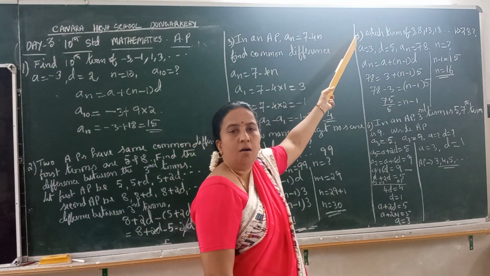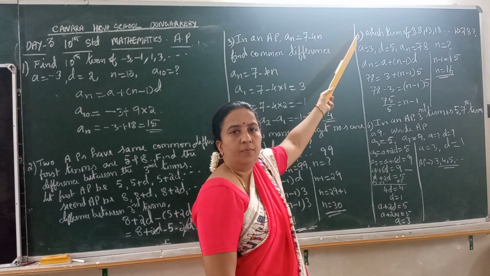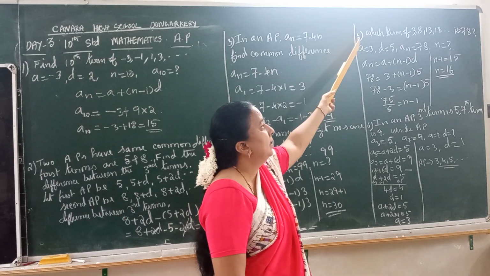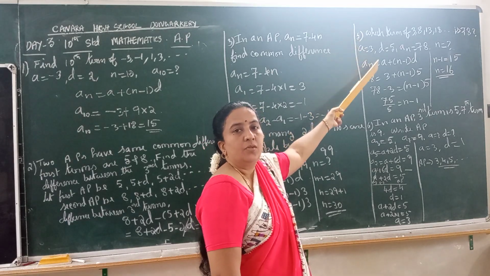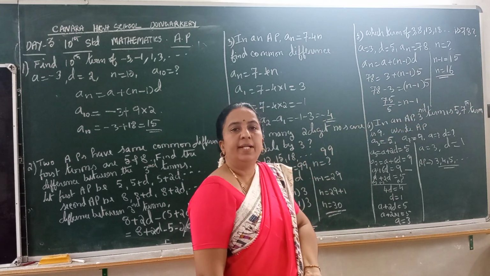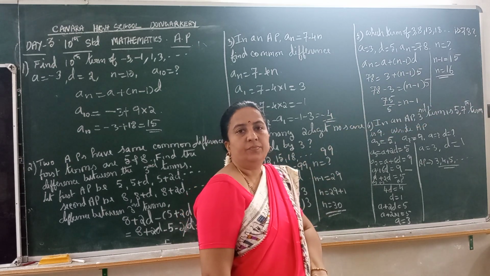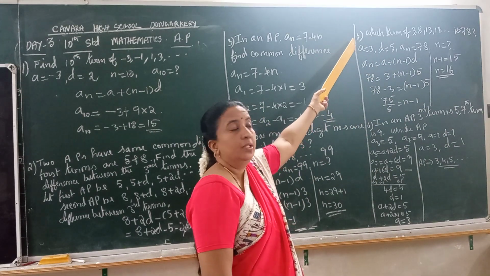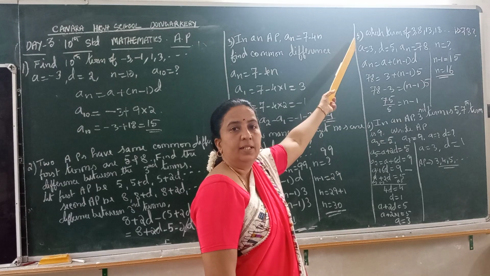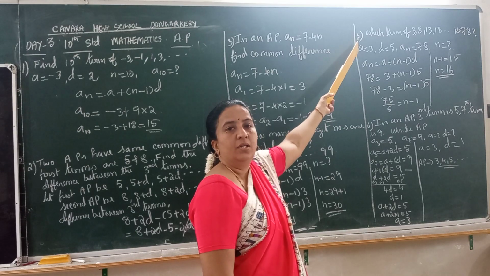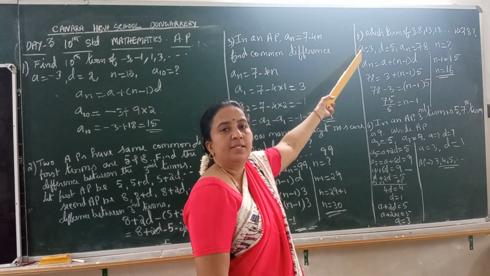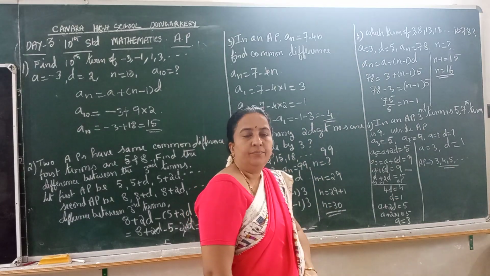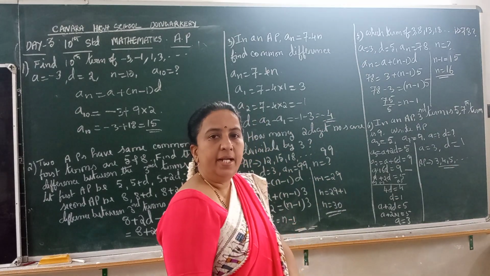Which term of 3, 8, 13, 18, and so on is 78? What are given here? Read carefully.